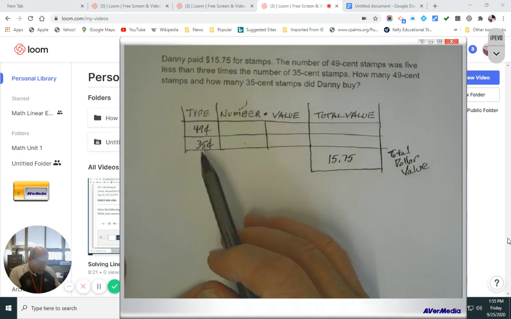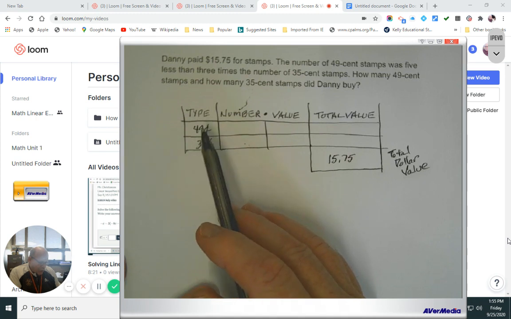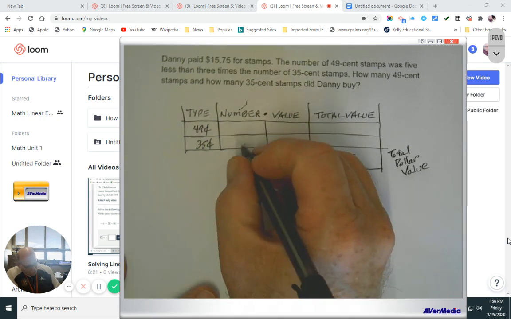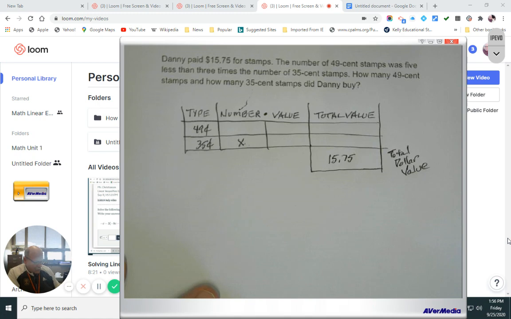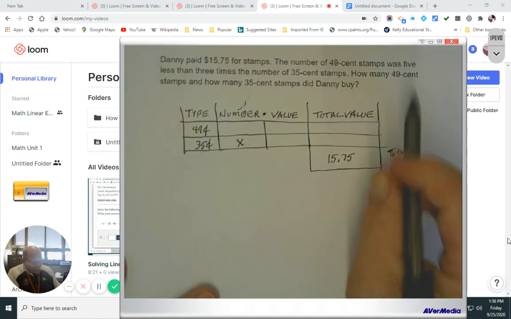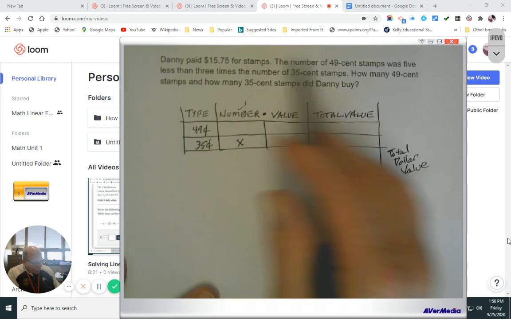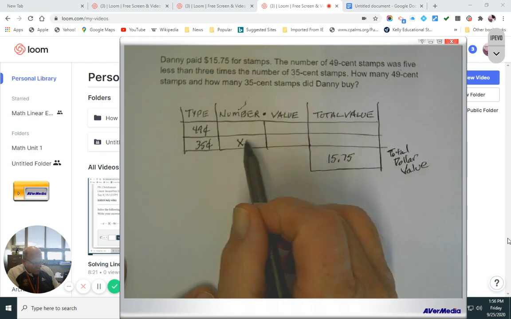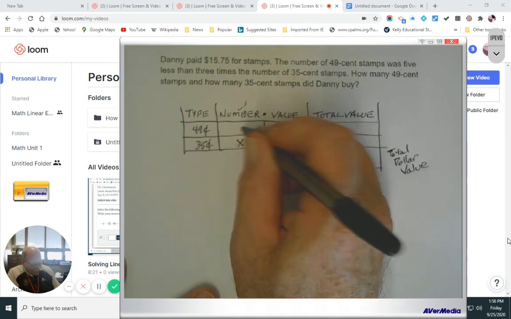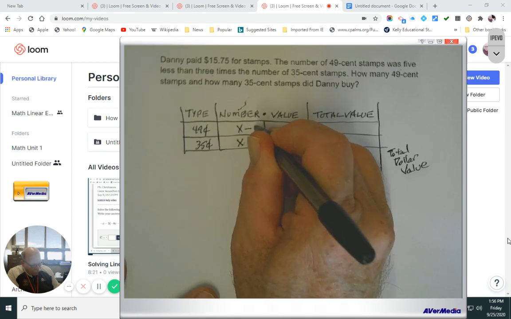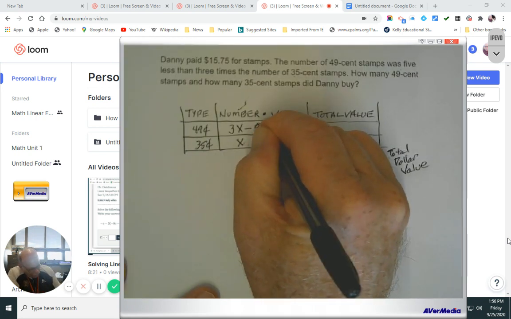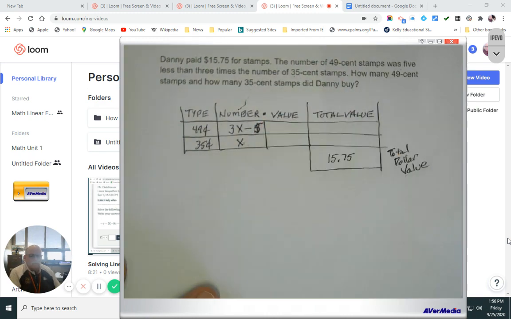So in other words, we're going to find how many 49-cent stamps we have in terms of 35-cent stamps. So let's say our 35-cent stamps are x, okay? Well, our 49-cent stamps are 5 less than 3 times the number of 35-cent. This is the number of 35-cent. So 3 times it, and I said 5 less and I wrote 3. 3 times x, then 5 less than that, right?